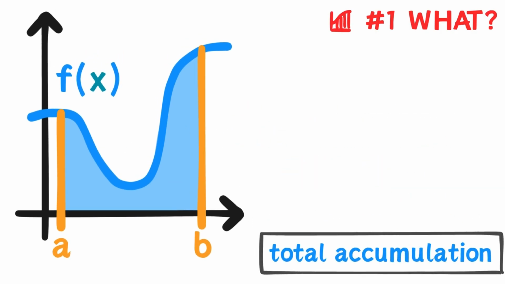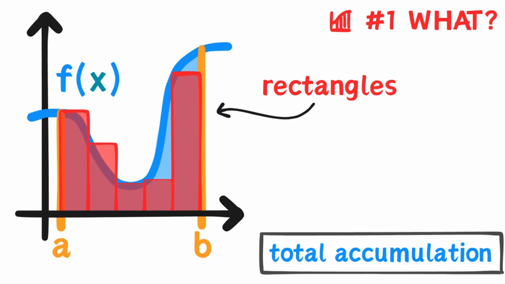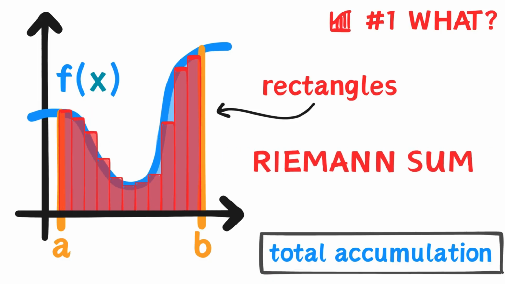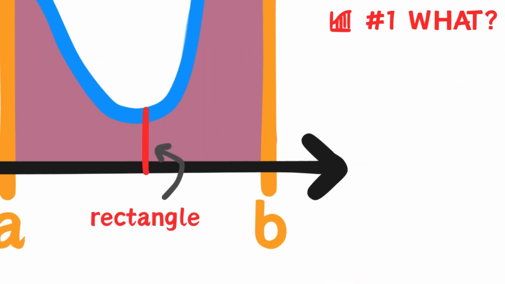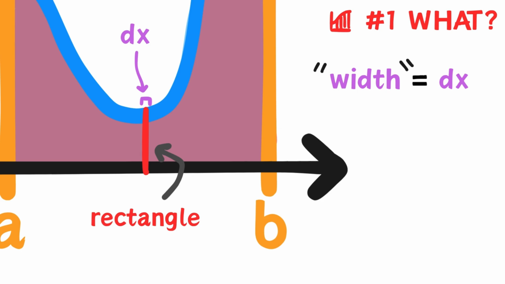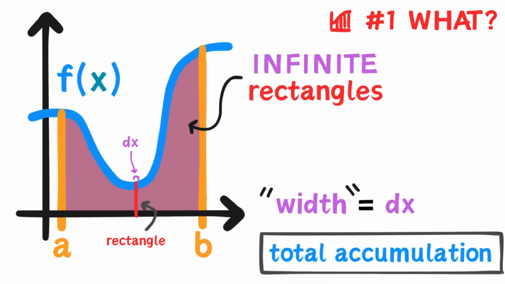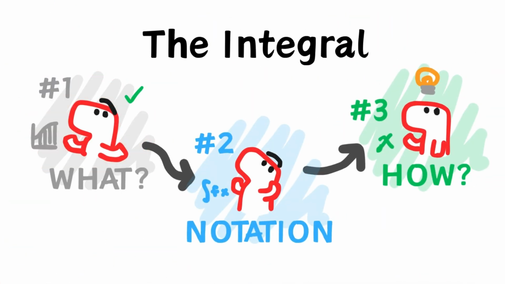Remember, to estimate the area under a function, we can use rectangles. The more rectangles we use, the better the estimate. This is called a Riemann sum, which I have an entire video on. An integral is what happens when we use infinitely many rectangles. The widths of the rectangles shrink to an extremely small amount, which we represent as dx, meaning a tiny change in x. At that point, the estimate becomes exact. The exact area is the integral. So that's what an integral is.